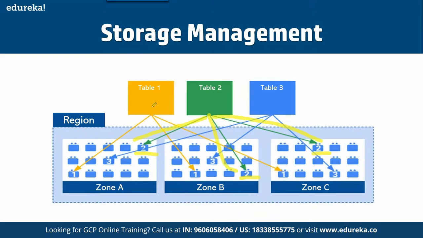Similarly, table one is copied in the first, copied here in the second, and copied here in the third. Now in the third table, the same data you can see is copied here as well, and here as well. Now if one zone goes down, the others are going to remain up. Let's say this one also went down because of a network issue. In that case, the third zone will remain up.